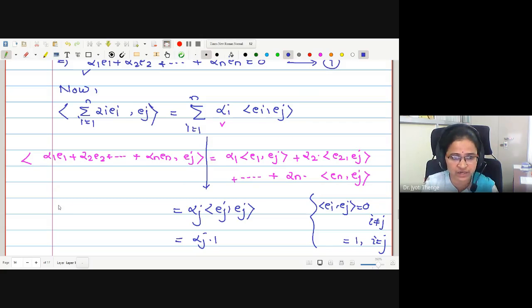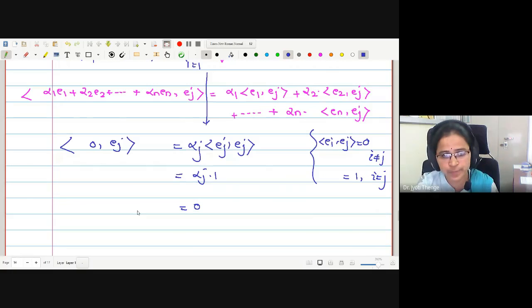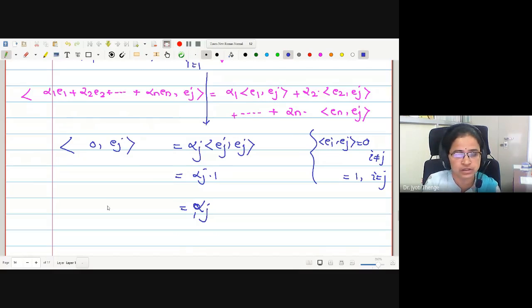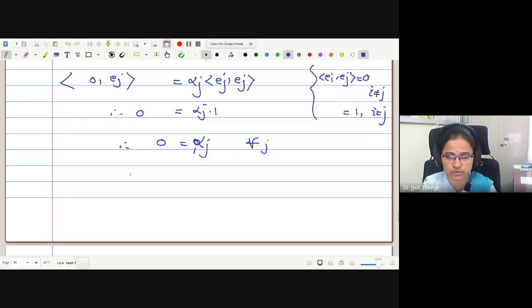Now let us check the left hand side. On the left hand side, this linear combination we have considered is 0. Therefore the inner product of 0 with ej... Sorry, here it is not 0, this is alpha j. The inner product of 0 with ej is 0. In an inner product, if any one of the variables is 0, the inner product gives you the value 0. Therefore, here we have obtained alpha j is equal to 0 for all j.